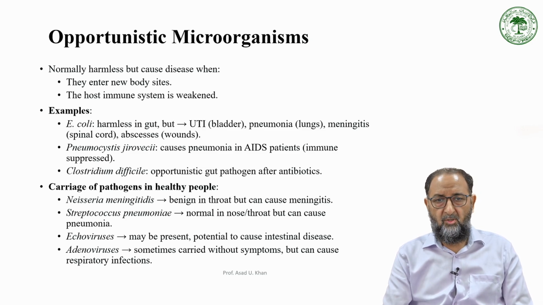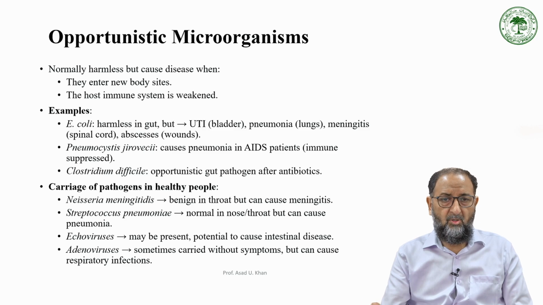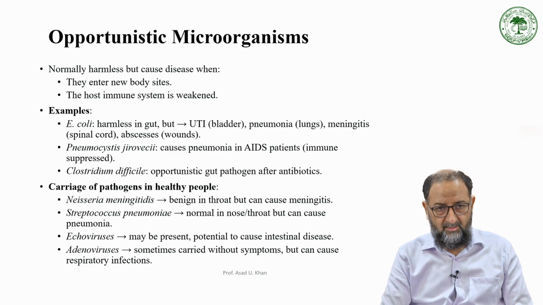Clostridium difficile is an opportunistic pathogen in the gut. After antibiotics, it may cause disease because some of the microorganisms that normally inhibit the growth and proliferation of Clostridium in the gut are lost.